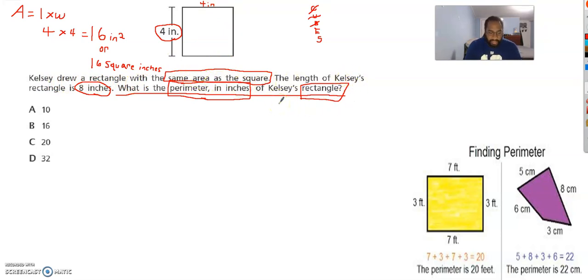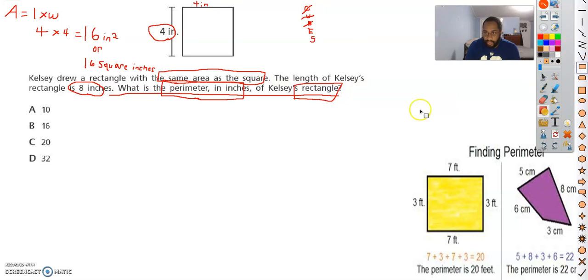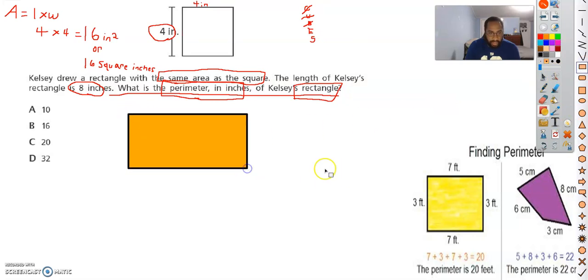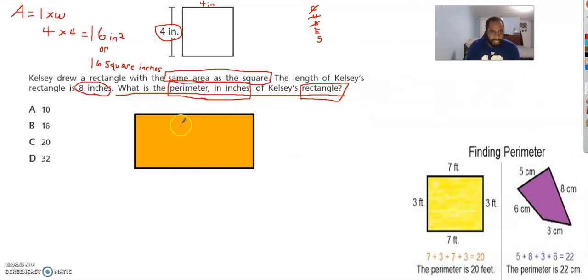So what should we do next, Juliet? Yes, draw a rectangle to represent Casely's rectangle. Let's draw a rectangle. Let's see if I can draw a rectangle here. There we go. Nice rectangle here. Now, it has the same area as this square, right?